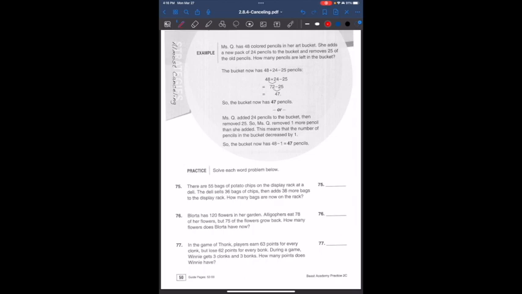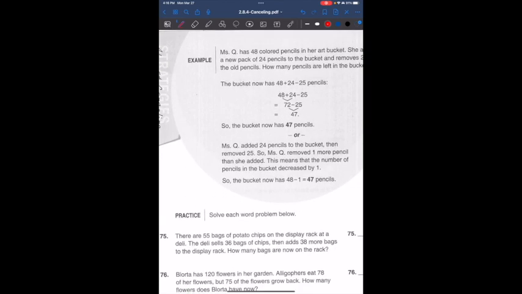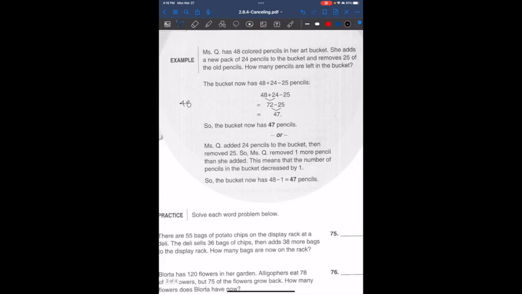Miss Q has 48 colored pencils in her art bucket. She adds a new pack of 24 pencils to the bucket and removes 25 of the old pencils. How many pencils are left in the bucket? So she has 48. She adds 24 and removes 25.